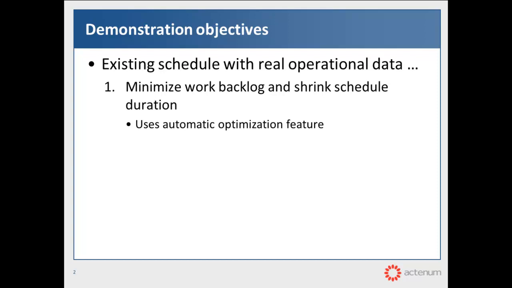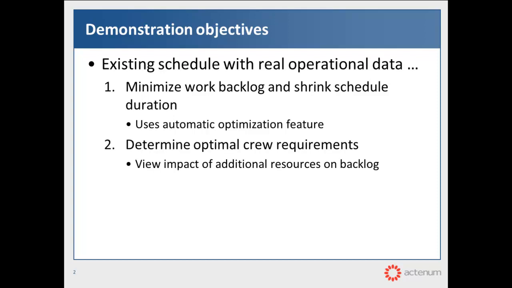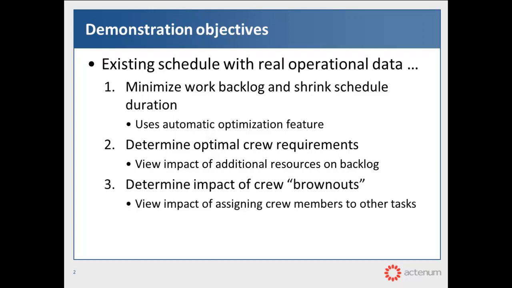First, minimizing the backlog of work and shrinking the schedule duration using the application's automatic optimizer. Second, determining optimal crew requirements by looking at how the backlog changes as we add crew resources to the schedule. And third, determining the impact of crew brownouts, where certain resources aren't available for regular maintenance for a specific time period, for example, because they're assigned to a turnaround.